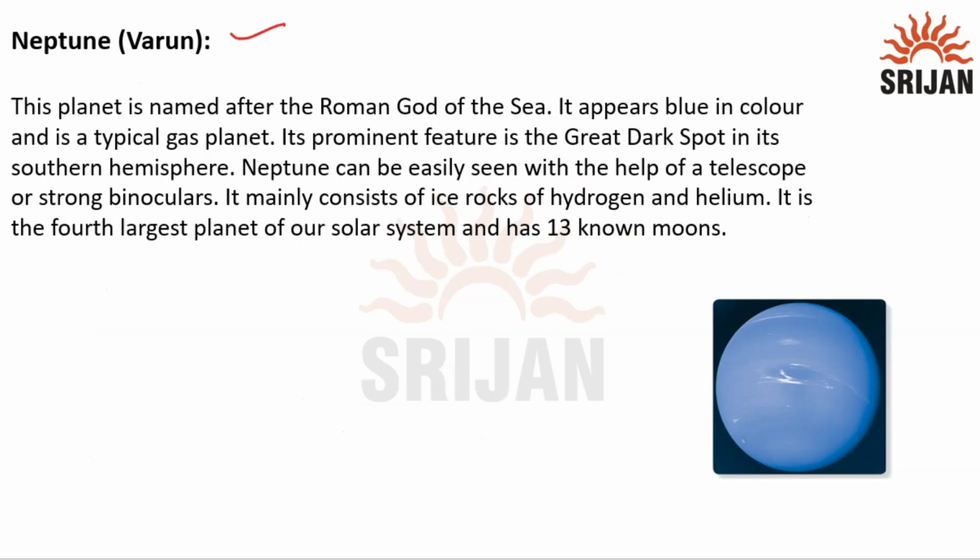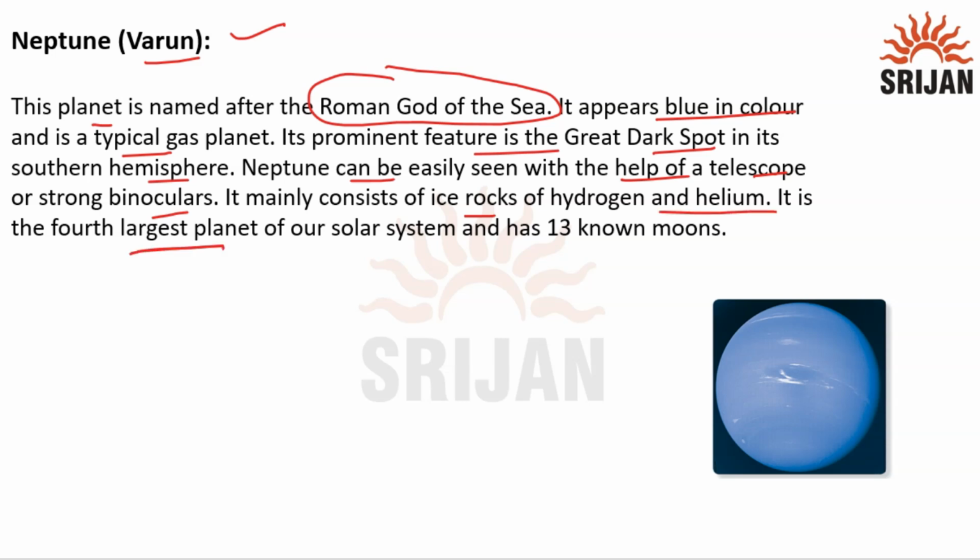And the last is Neptune, also known as Varun. This planet is named after the Roman god of the sea, and it appears blue in color, and it is a typical gas planet. Its prominent feature is the great dark spot in its southern hemisphere. Neptune can easily be seen with the help of a telescope or strong binoculars. It mainly consists of ice rocks of hydrogen and helium, and it is the fourth largest planet of our solar system. And there are 13 known moons.